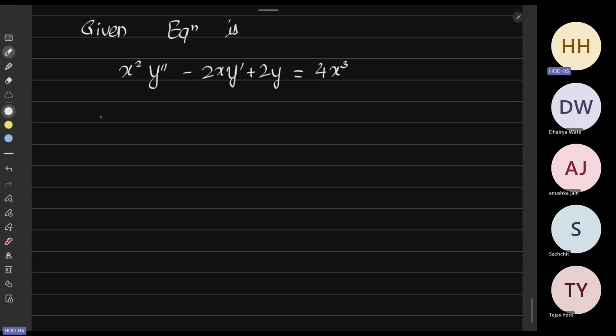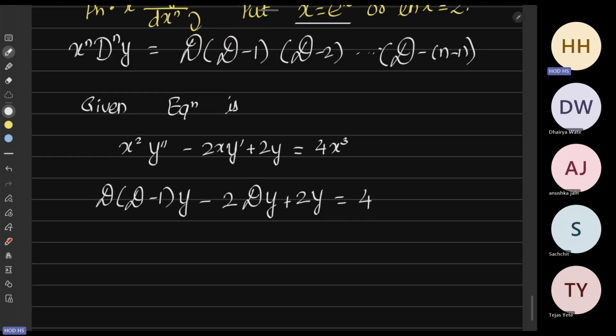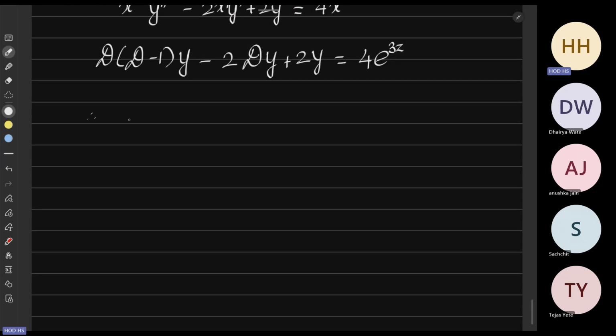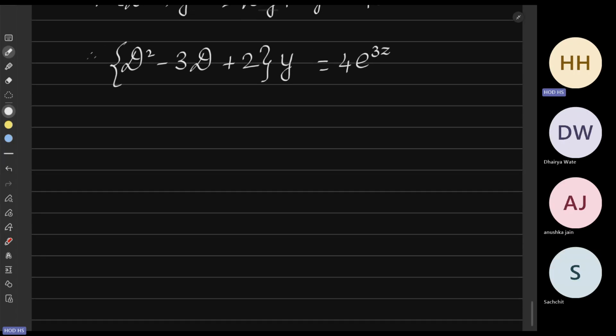By that change, we will have D into D minus 1 of y minus 2D of y plus 2y is equal to 4. Notice that x is also substituted as e to the power z, so this will be e to the power 3z. Therefore, I will have D square minus D minus 2D, that is minus 3D, plus 2 of y is equal to 4 times e to the power 3z. Again, we reduce this to our linear differential equation of constant coefficients.